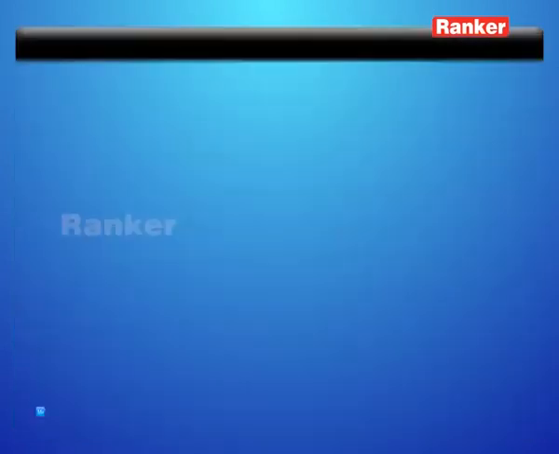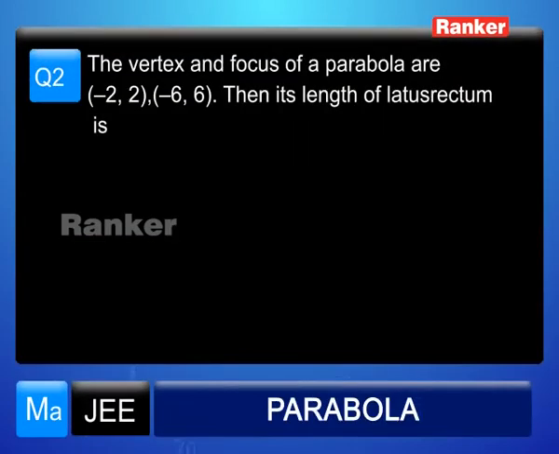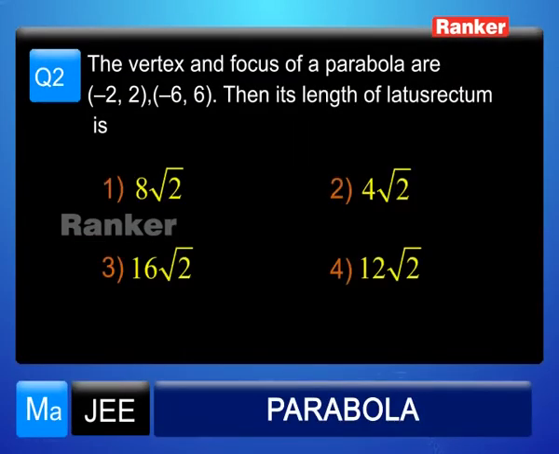Let's move on to the next question. Question number 2. The vertex and focus of a parabola are (minus 2, 2) and (minus 6, 6). Then its length of latus rectum is, first option 8 root 2, second option 4 root 2, third option 16 root 2 and fourth option 12 root 2.